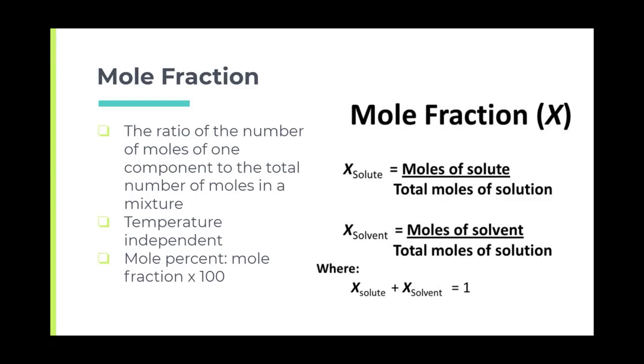If you're trying to find the mole fraction of your solute or your solvent, you'll put whatever you're trying to find on the top of the fraction, and then the total moles of the whole solution on the bottom. The mole fractions will add up to 1, because if you add your moles of solute and your moles of solvent together as ratios, they should equal 1 together.